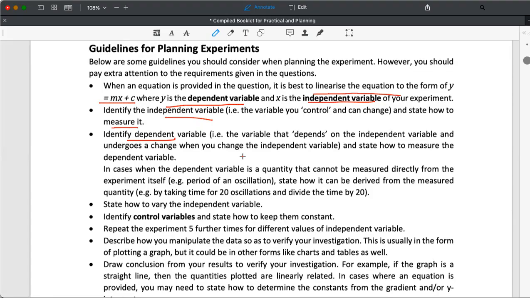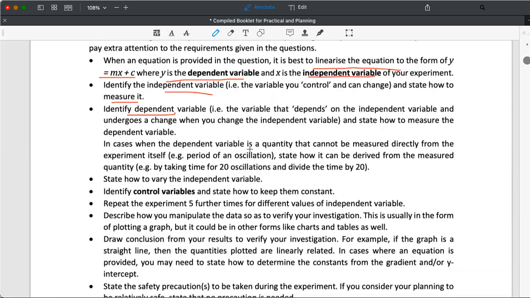For example, an experiment may involve you adding different weights to the spring to extend the spring. So the weight that you add to the spring is the independent variable because that is the quantity that you are controlling and you are changing at regular intervals. But by doing so, the length of the spring changes. So the length of the spring, or should I say the extension of the spring, will become the dependent variable. And you are supposed to measure that as well. So you must be able to identify what is the independent variable and dependent variable as shown in the equation.